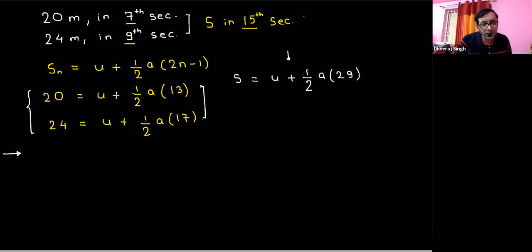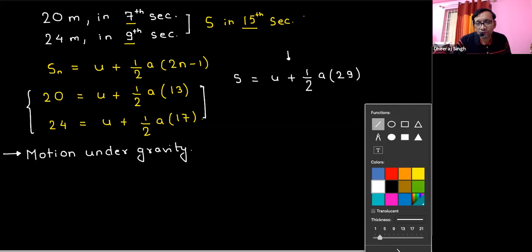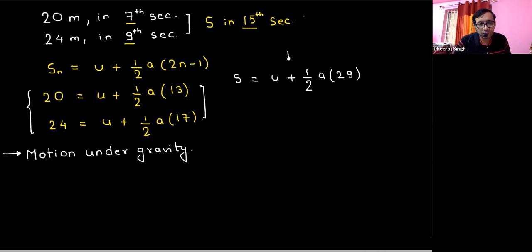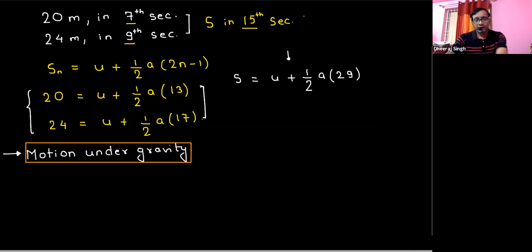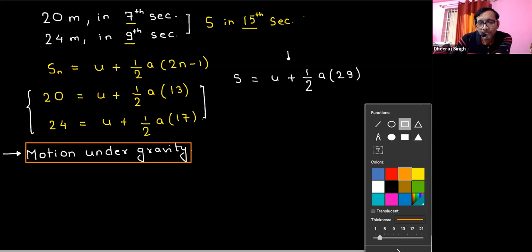Now, next thing is motion under gravity. Motion under gravity is another example of constant acceleration only. So we'll solve four or five questions on it. All right, so here is the thing. Once you have attended the bridge program, you will find this chapter very, very simple.